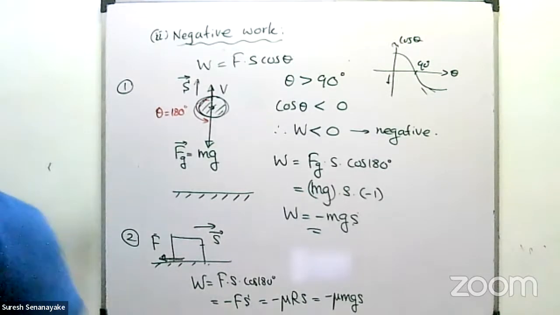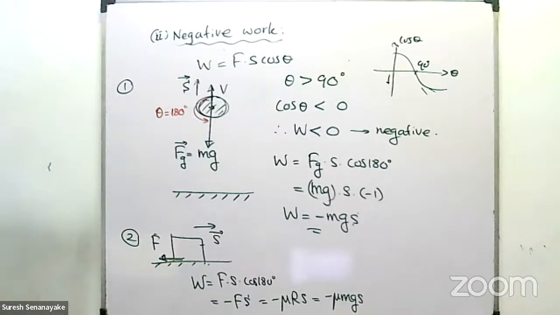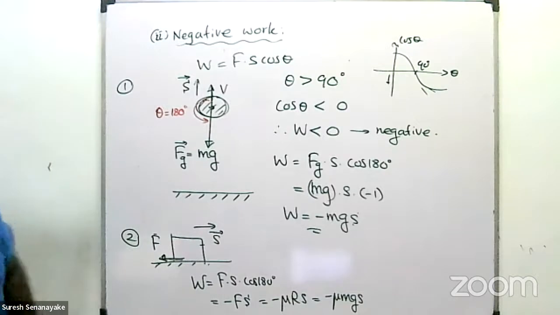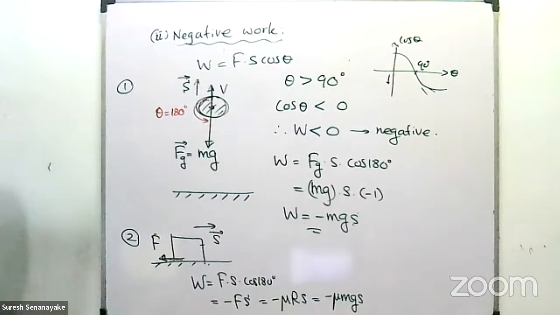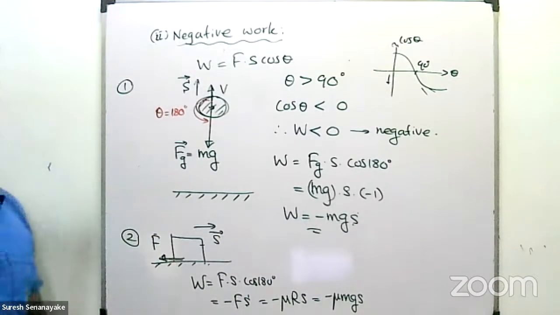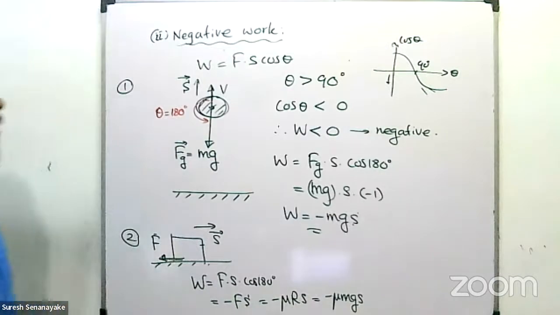Is it okay? Then write the third one: zero work done. When you're doing the calculations, you need to use this kind of cases, right? And you must not forget to use the sign. It's the negative sign. If you forget about the negative sign, you get wrong answers.